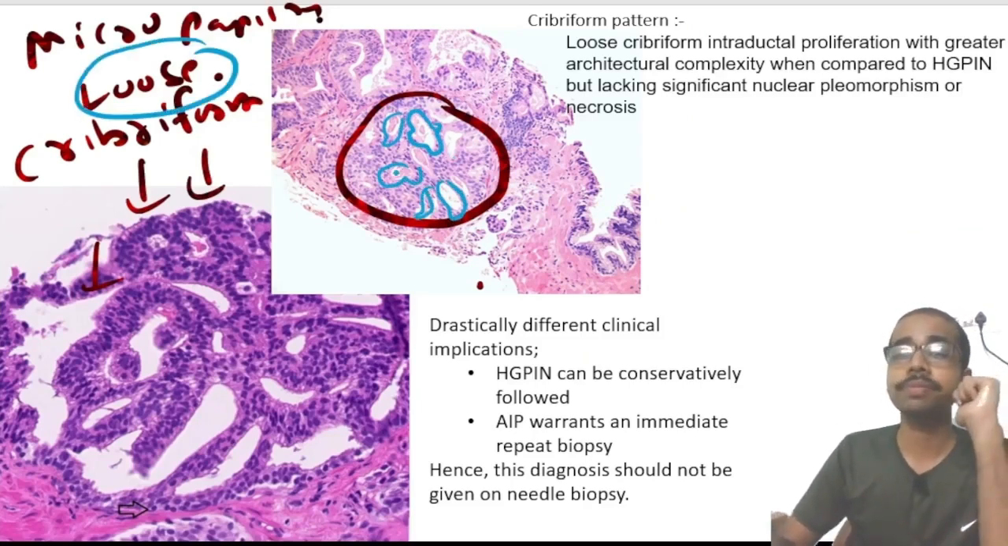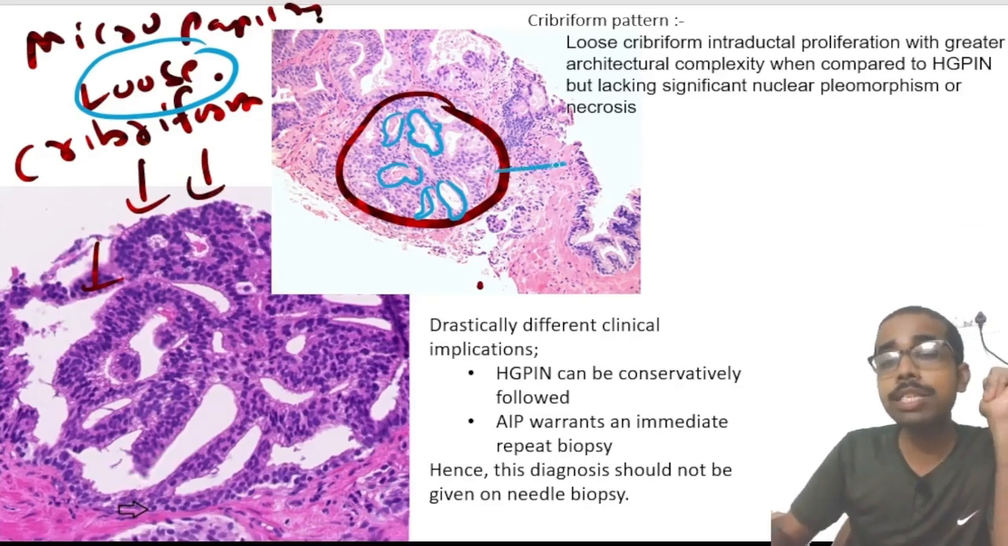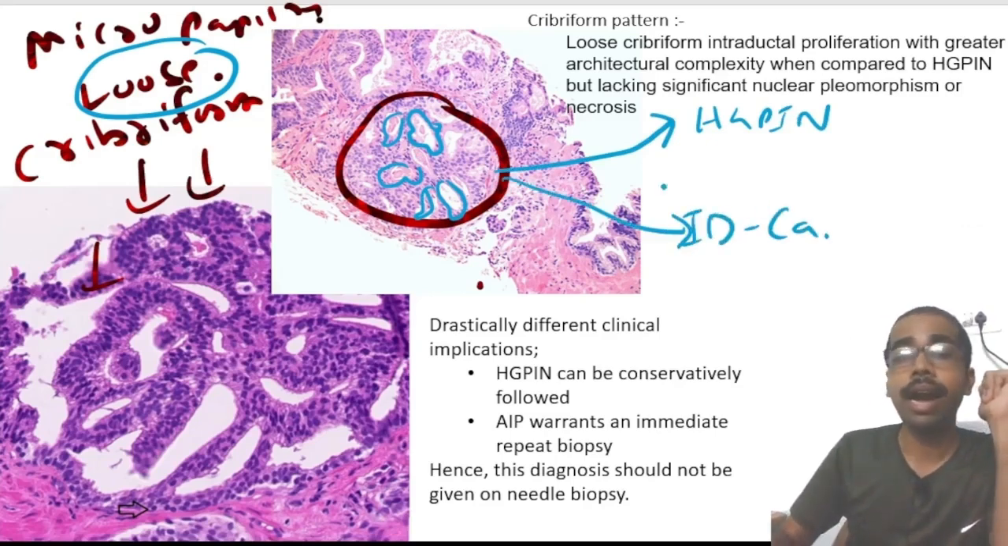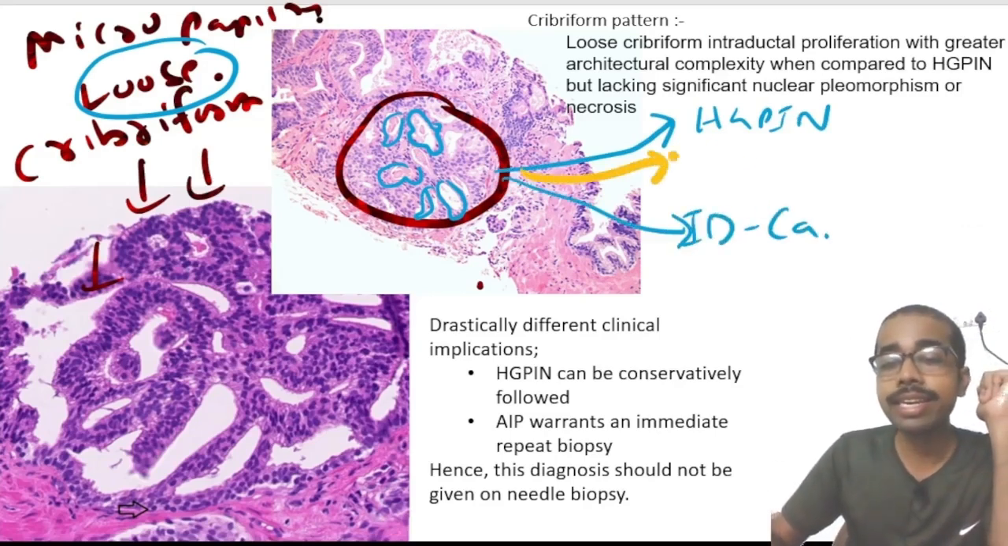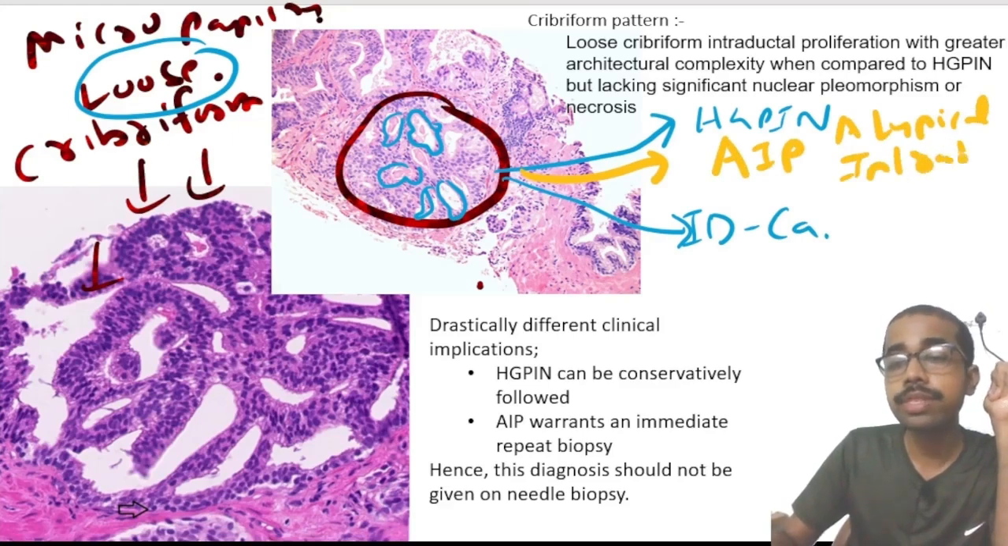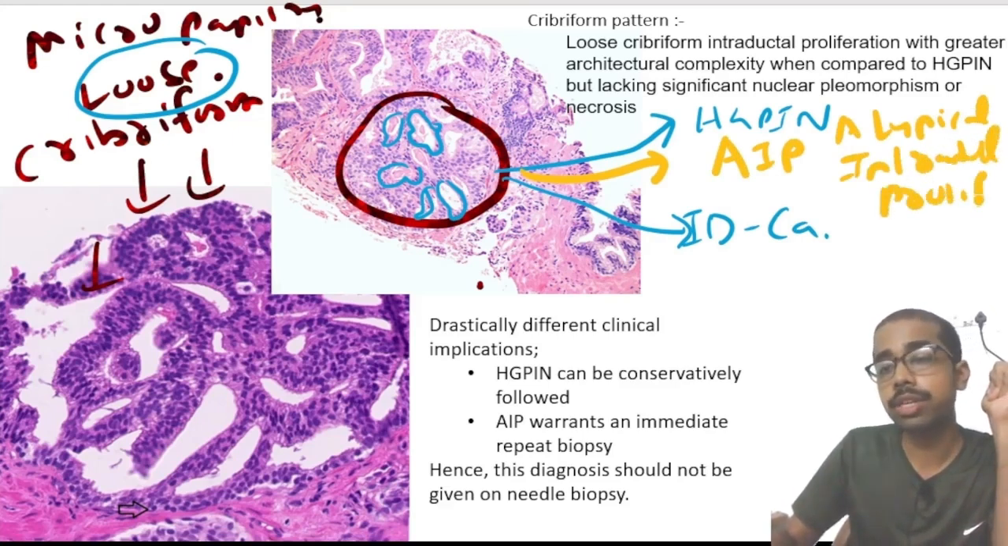Yes, if you are getting this and you're not getting necrosis and all, please don't tell it is high-grade PIN. Please don't also tell that it is intraductal carcinoma. I want you to tell that it is AIP. What is that? Atypical intraductal proliferation. Atypical intraductal proliferation. You know why?